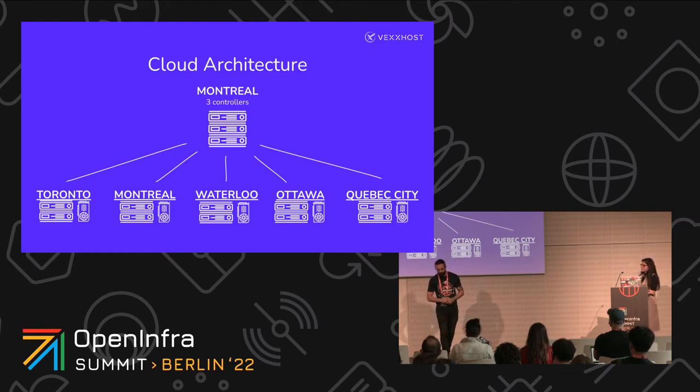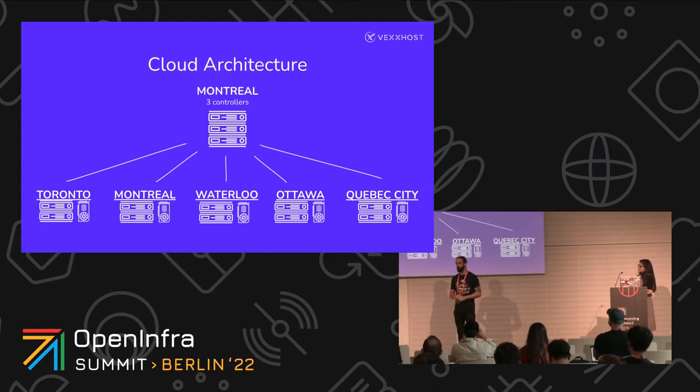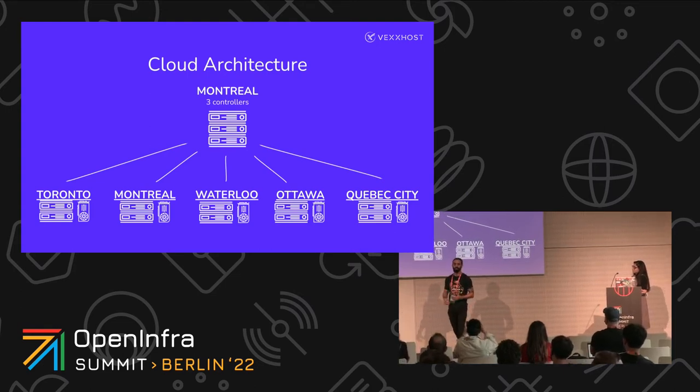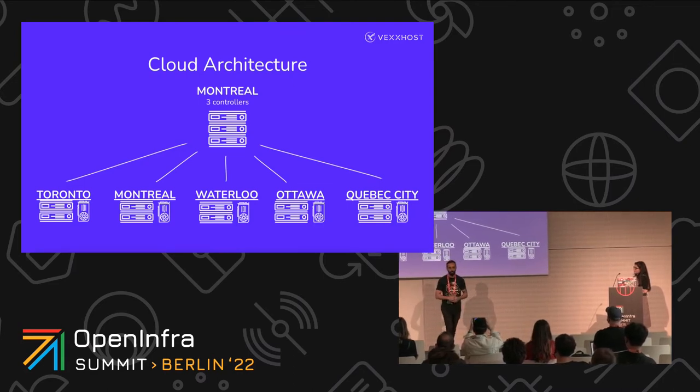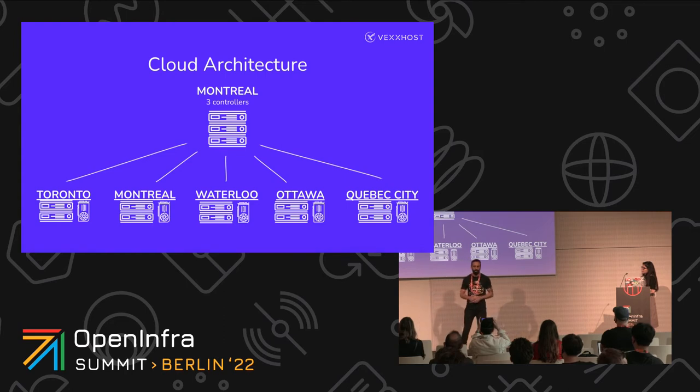So basically, we have 5 data centers in Canada. We have a data center in Montreal, Ottawa, Waterloo, Quebec City, and Toronto. Montreal is the main hub. We have 3 controllers in there, on which we run all the OpenStack services and also the monitoring, alerting, and other applications.